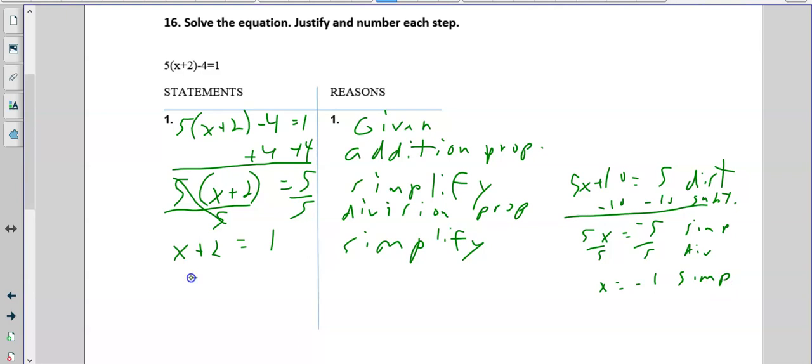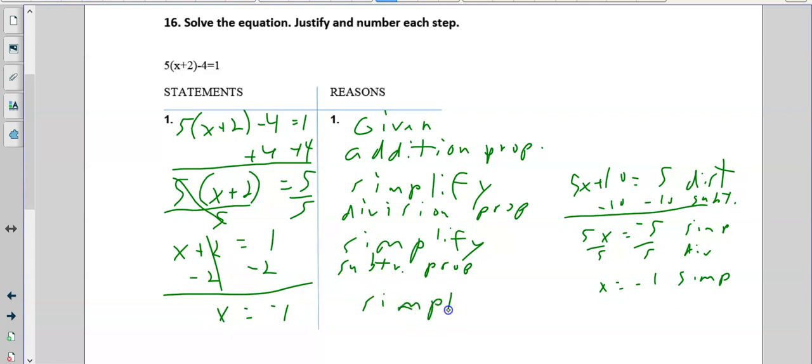Or over here, I'm just going to subtract 2. And that's going to be subtraction, because I did the same thing to both sides. I'm going to abbreviate here, subtraction property. And that leaves me with x equals negative 1. Simplify. So you can see there's two different ways to go about it. It doesn't take really much more either way. It's just what your brain sees. Okay? Just options.